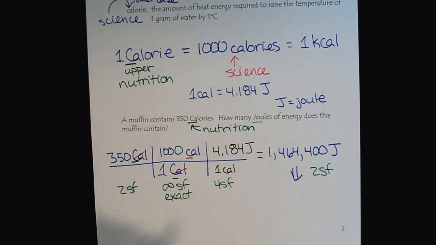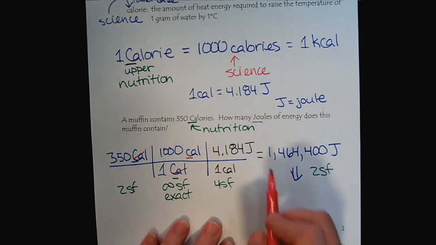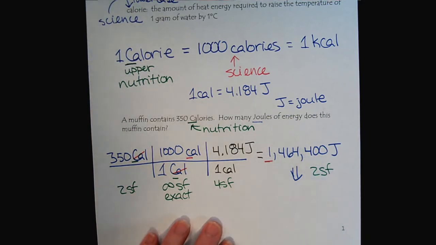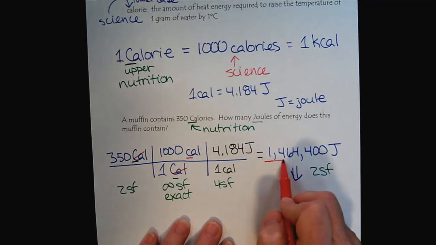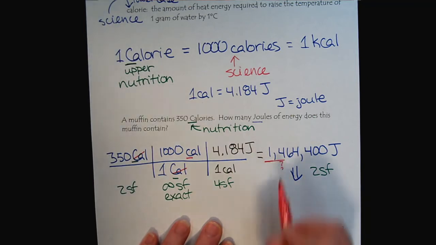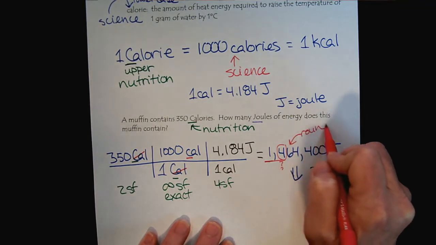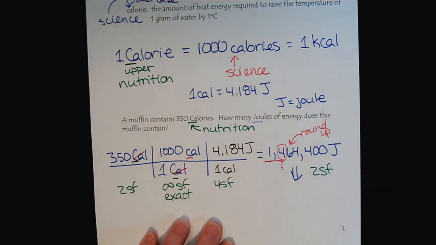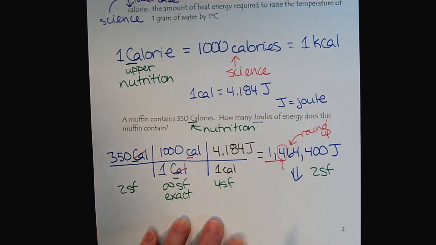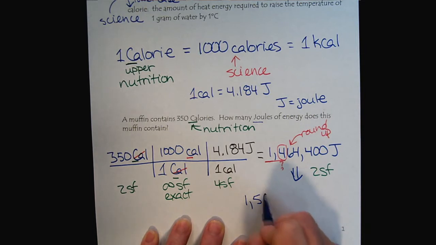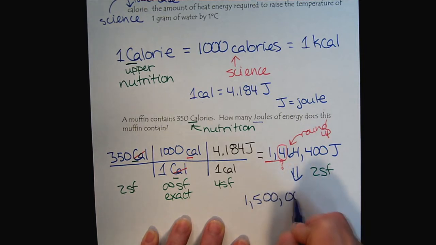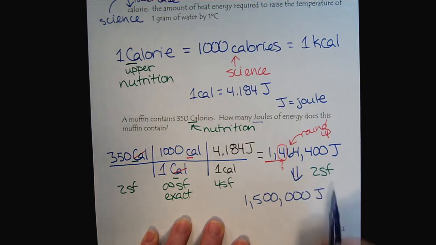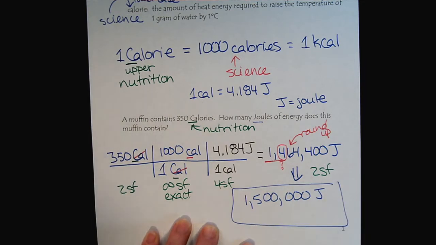So remember that the sig figs are telling us that we know the 1 for certain, and then we're guessing here, right? This is our uncertainty. So we look to the right and we would round up. So in reporting our final answer on this muffin, we would say that the muffin has 1.5 million joules of energy.